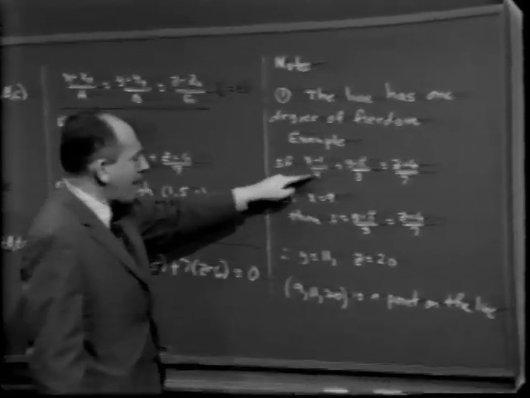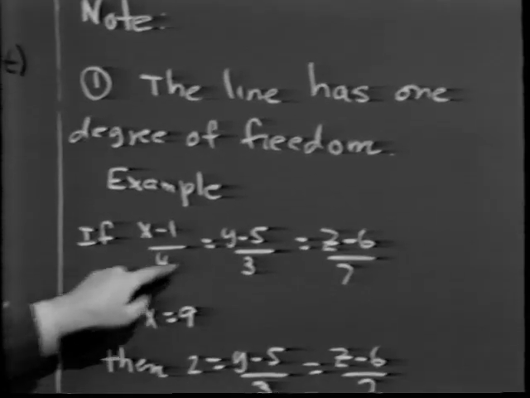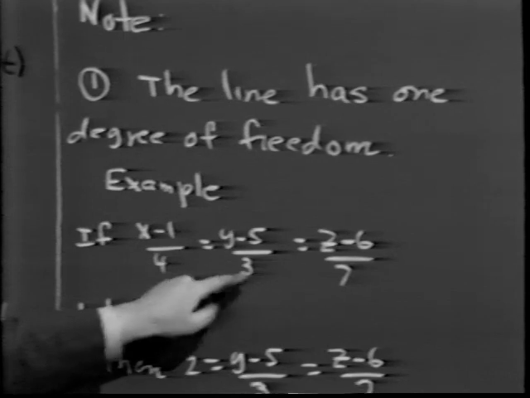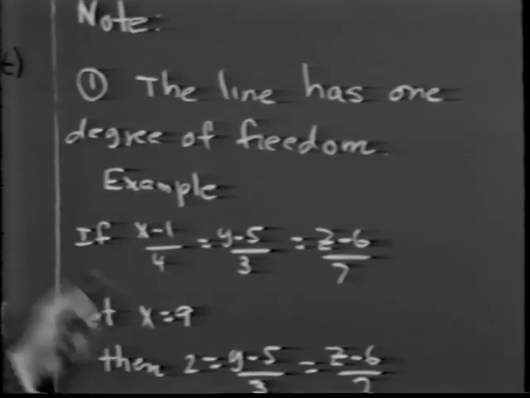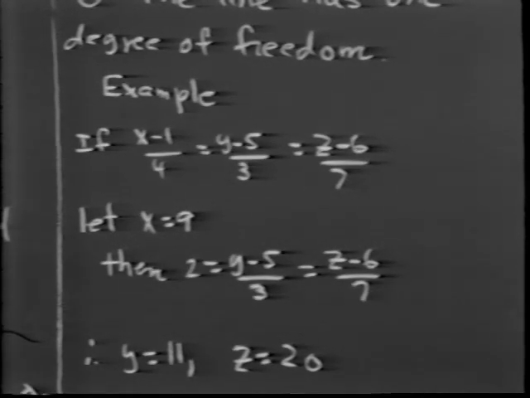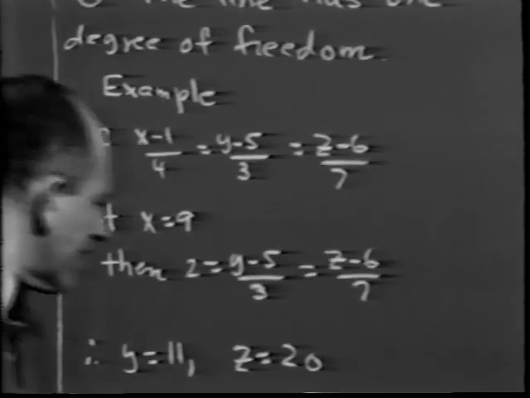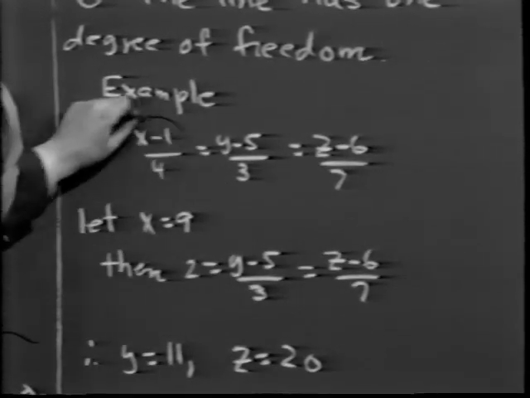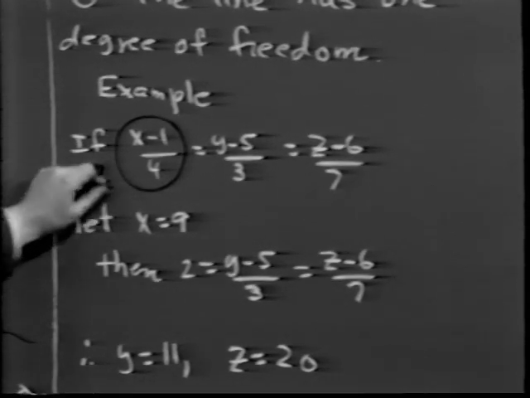Namely, let's repeat this example so we don't have to keep looking back to the board. Let's take (x minus 1)/4 = (y minus 5)/3 = (z minus 6)/7. And since we don't like to work with fractions, I'll pick a number that works out nicely. Okay, let's see what happens when x is 9. Now, here's the whole point. As soon as I let x equal 9, this is fixed.